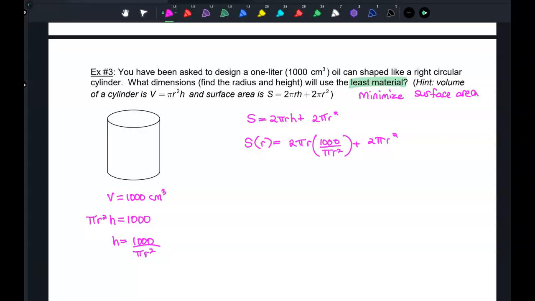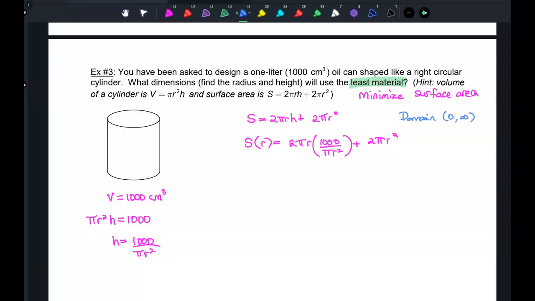I didn't address the domain here, but this one's kind of strange. The domain in this case is just anything greater than 0, because you can adjust the radius and the height. You can make it a decimal or a fraction. Honestly, if you forgot the domain completely in this problem, you'll still get the same answer.